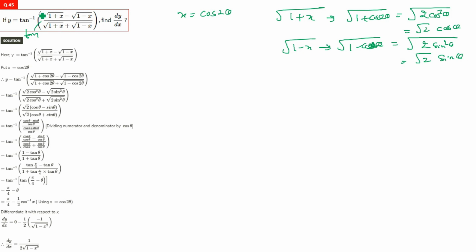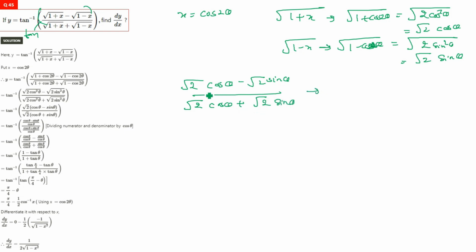Let me replace it here. I am just taking the inside thing. I am replacing this under root 1 plus x by under root 2 cos theta minus under root 2 sin theta, divided by under root 2 cos theta plus under root 2 sin theta.